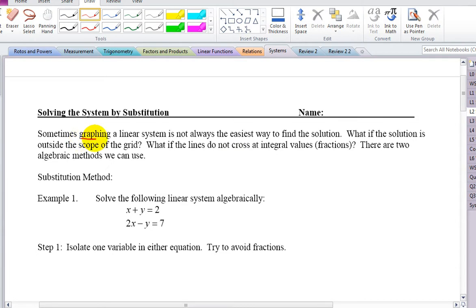Now again, like I just said, sometimes graphing's not the best due to the fact that you get a horrible intercept such as a fraction. Sometimes they don't cross at integral values, fractions, and so on. So instead we do a little bit of algebra. Now today's method, we're going to keep it simple. We can get pretty cool and crazy.